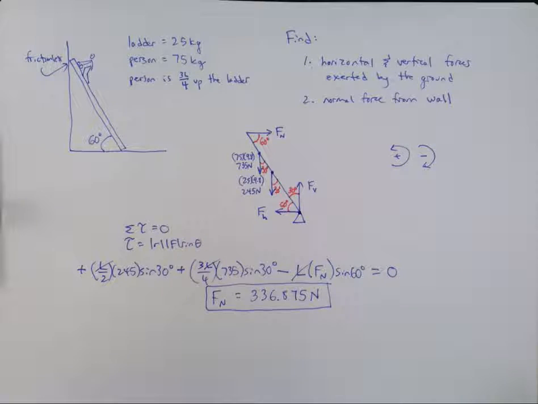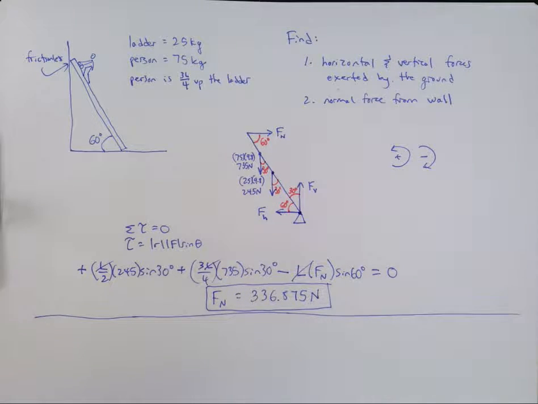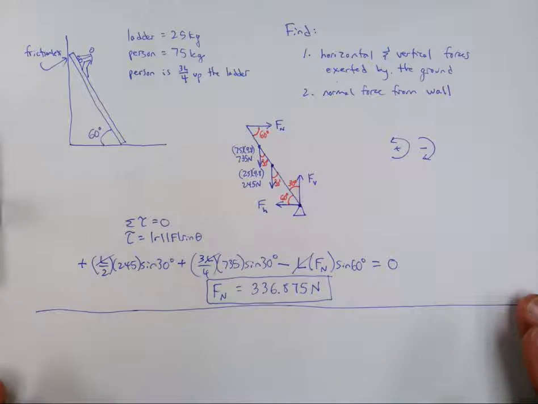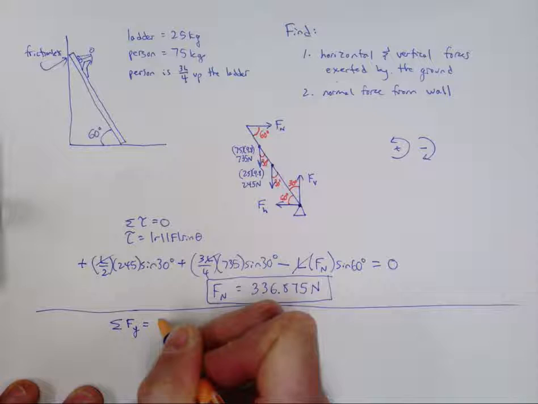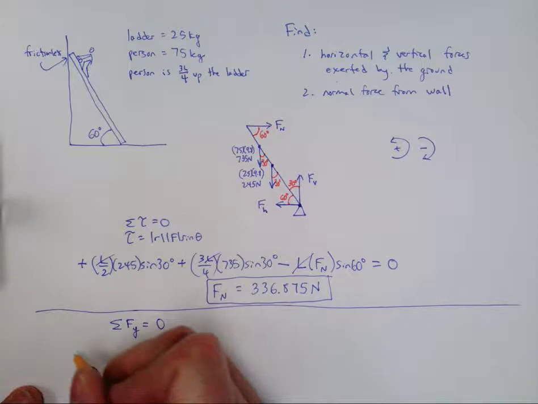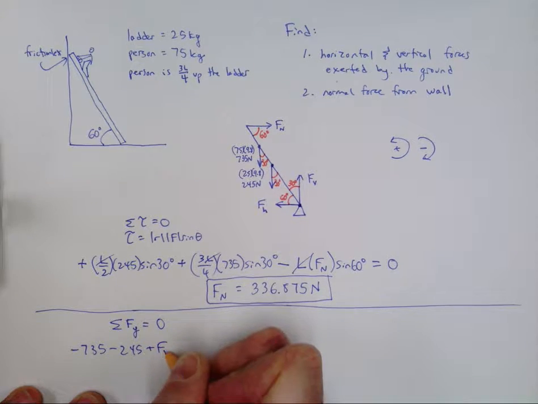Now we have to find the other two forces as well, the horizontal and vertical forces exerted by the ground. Here it's going to be easier if we take a look at purely forces and not torques. Remember, if something is at rest, both the torques have to add up to 0 and the forces as well. So for example, let's add up the forces in the y direction. They have to be equal to 0. And when we look at the diagram, there are 3 of them. There's negative 735, negative 245, and positive FV.